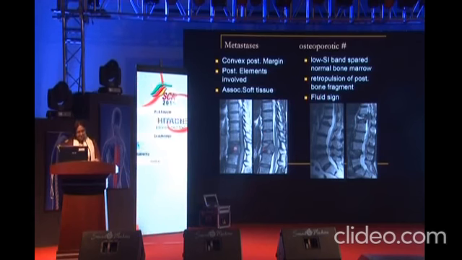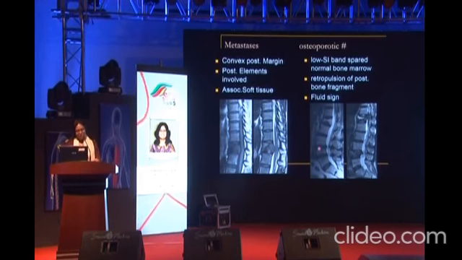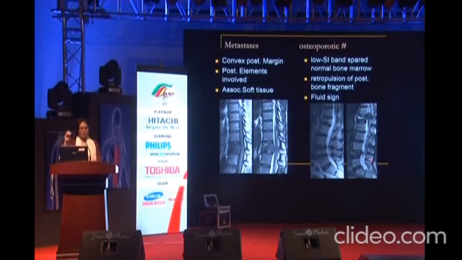So here, this is metastasis. On T1, the entire vertebral body shows altered marrow signal. It has a posterior convex margin, some associated soft tissue component. And here in an osteoporotic fracture, when you see fluid within the vertebral body, you're more sure that this is an osteoporotic fracture. If you look at the posterior margin, instead of being convex like this, it is more angulated, with a retropulsed fragment.